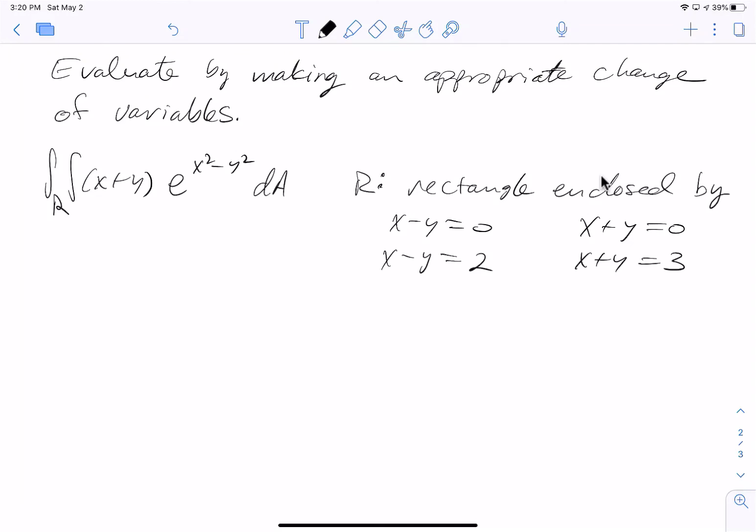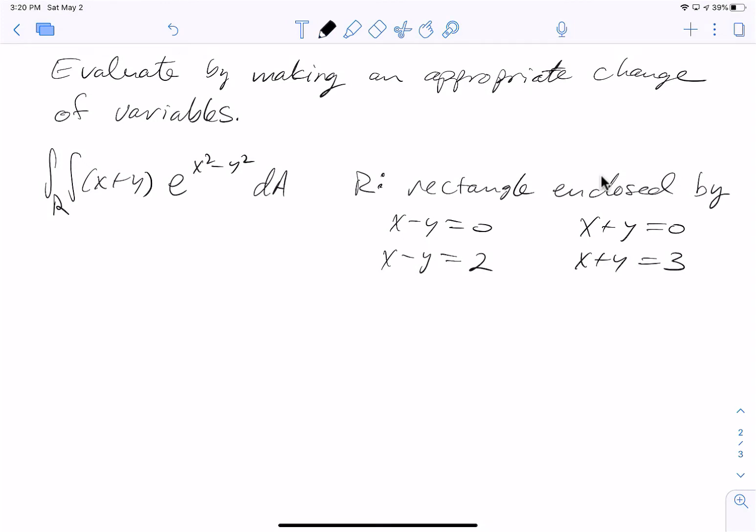Here we're asked to evaluate, by making an appropriate change of variables, the double integral over R, a region in the xy plane, of (x plus y) e to the (x squared minus y squared) dA. Our region in the xy plane is the rectangle enclosed by x minus y equals 0, x minus y equals 2, x plus y equals 0, and x plus y equals 3.